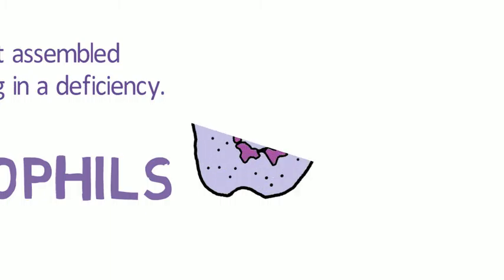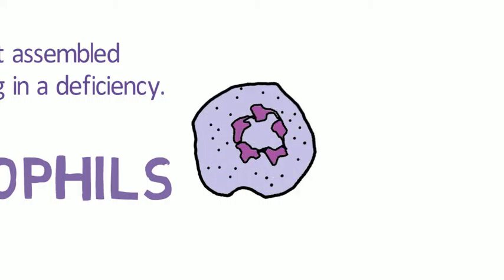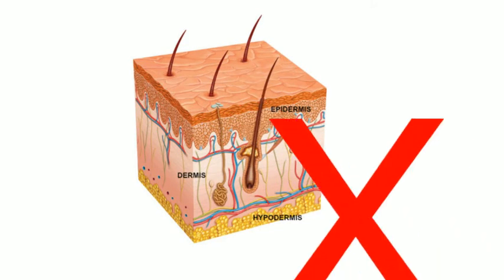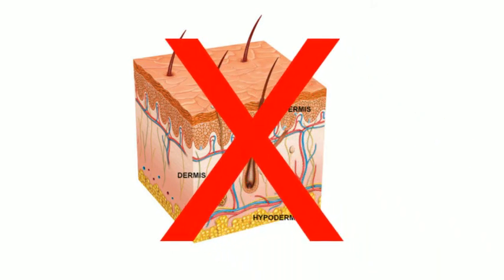Neutrophils play an important role in the body's defence against foreign invaders. Now moving on to wound healing. The skin is an important organ of the body as it provides one of the first lines of defence against infection. This layer of cells provides chemical and physical protection against potential pathogens.